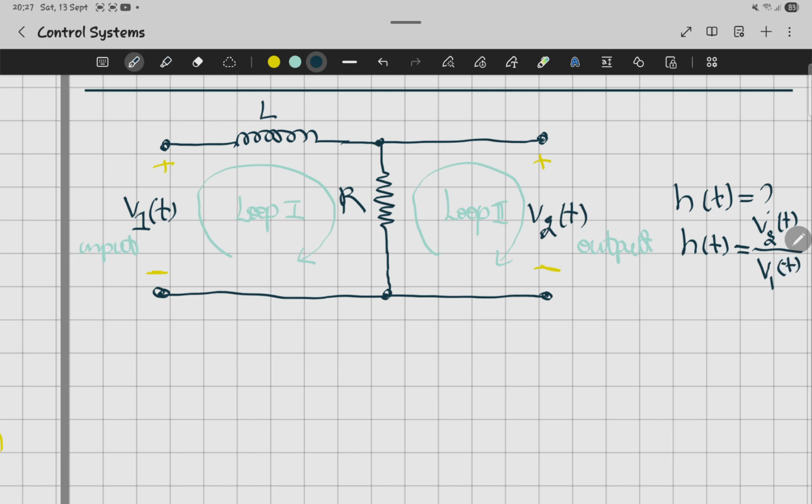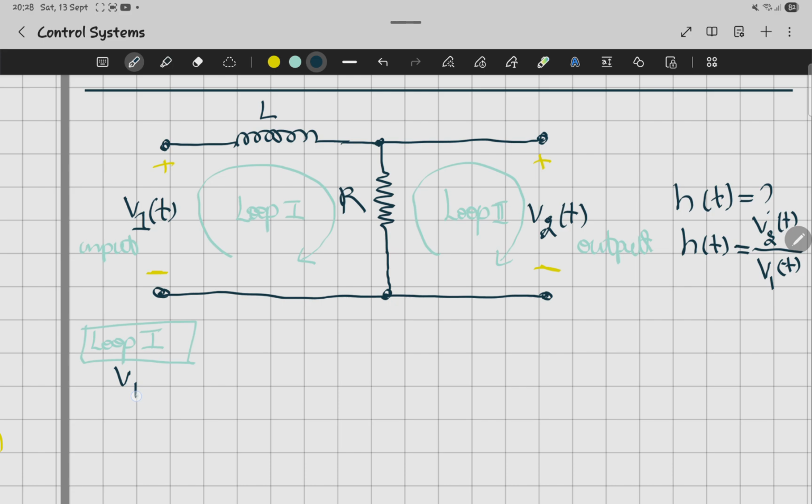This is the formula of the transfer function that we need to find. So now let's start with the first loop. Let's break it down and see what we can get from there.